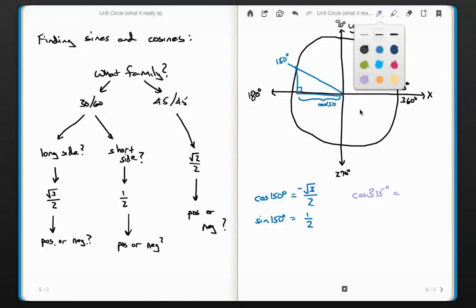Here is 315. Well, it's 45 past this. It's 45 short of this. So we'll draw it in roughly here. What family do you think that's in? 315. Well, 315 is divisible by 45. It's 45 past one of our key spots. It's 45 before one of our other key spots. So we're pretty sure this is in the 45-45 family. So we draw an angle up like that.